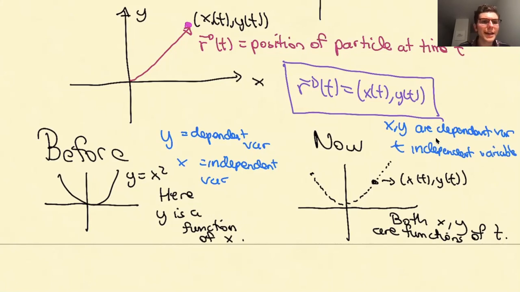The actual technical word that's used is that you say that t is a parameter. So this is why this is called the parametric equation. But for now, if you prefer to call it independent variable, that's fine.